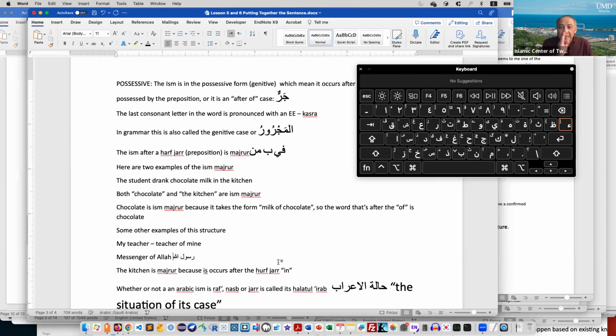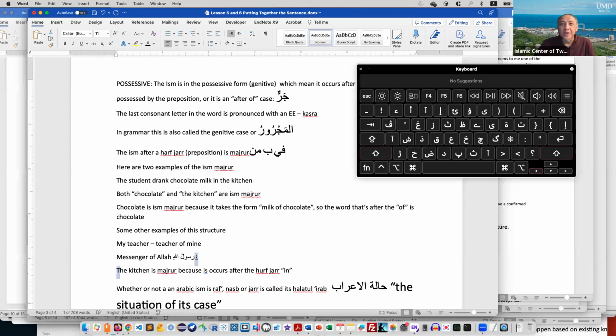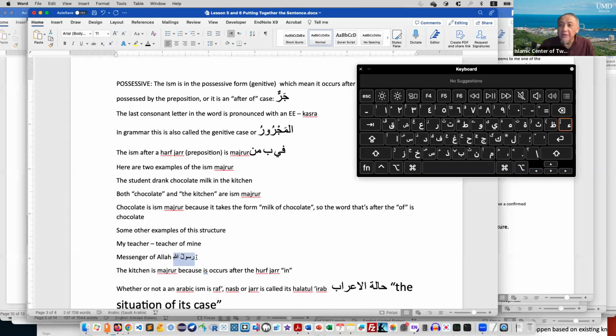Okay, now guess what? Where do you put the kasra? Rasul, what's the vowel at the end of the last letter there? It's Rasulu. But then what we remember is that after "of" is the jar. So messenger of Allah: Rasulullahi. You see that? Why do you say Rasulullahi? Because this is an example of the "after of" structure. And remember what this is, majrur. So Allah, lafzul jalala, is isim majrur.